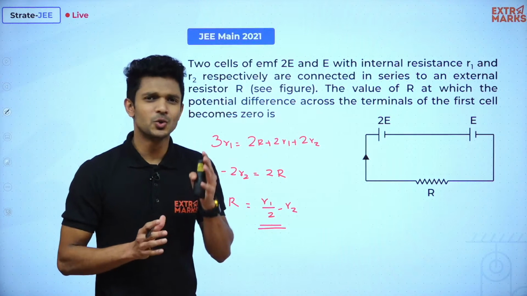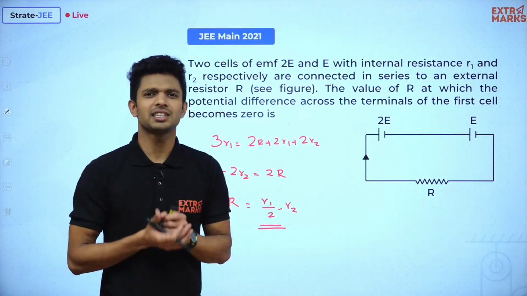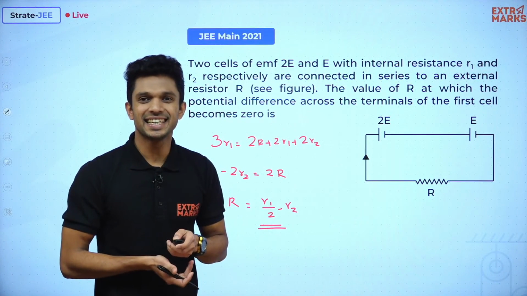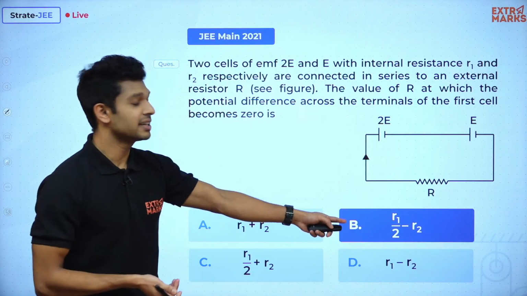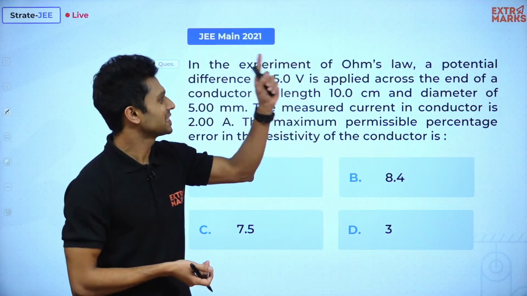Calculation going slow. You have to speed it up, right? You have to put it on the pace because during the JEE examination, you also know that उतना तो time नहीं मिलेगा यार. ठीक है. So जल्दी से जल्दी, ठीक है, pace बढ़ा दे. So our answer is R1 by 2 minus R2. I hope you all got the correct answer. ठीक है ना? अगला question पे आ गया हम.